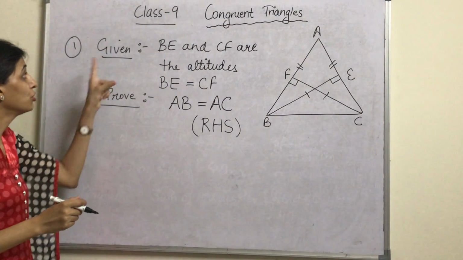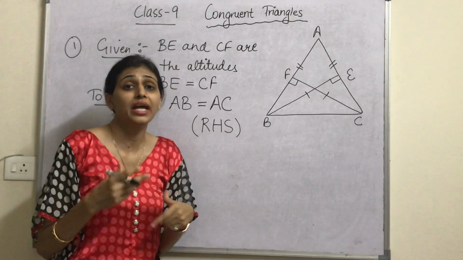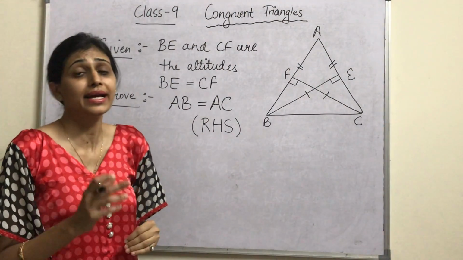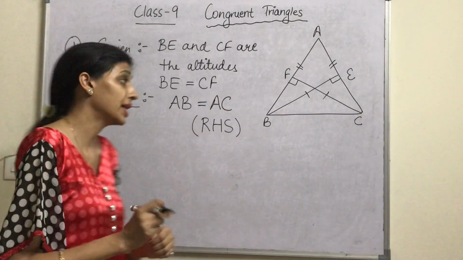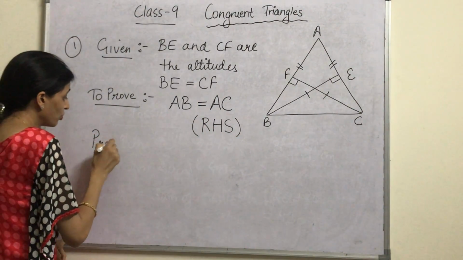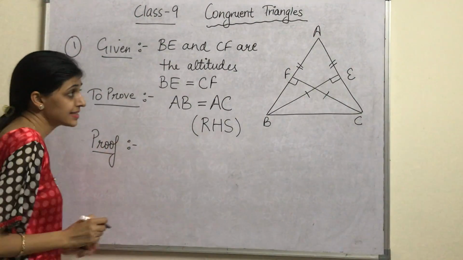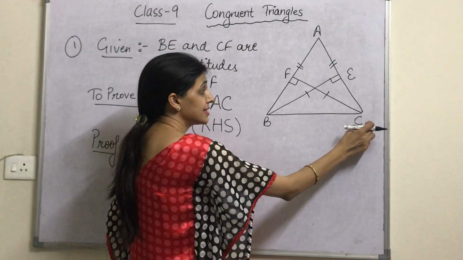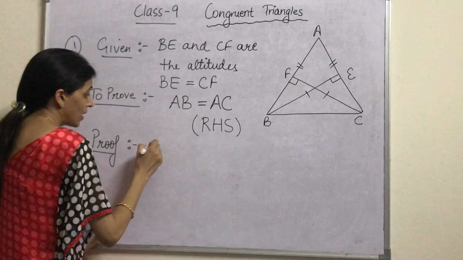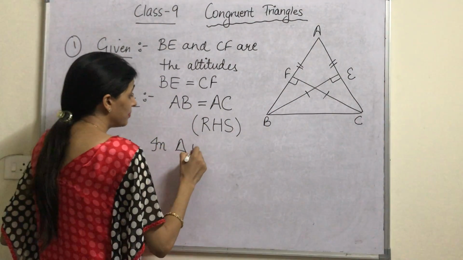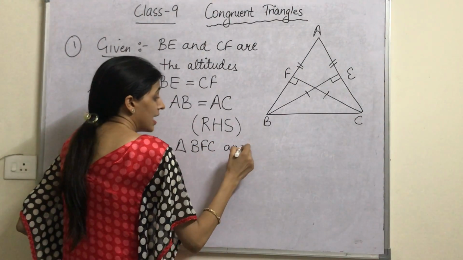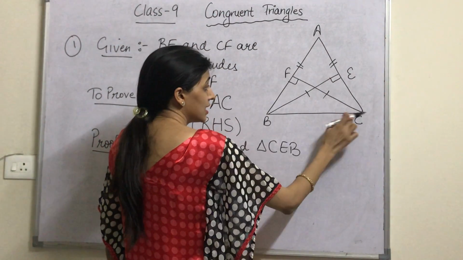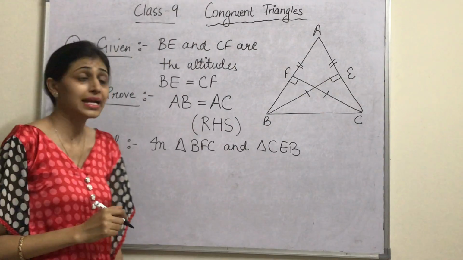I already told you, whatever is given in the question and whatever we have to prove, we have to write side by side so that there will be no mistake while solving it. Okay, so let's start with the proof. Let's take two triangles, triangle BFC and triangle CEB. These two triangles I am taking.